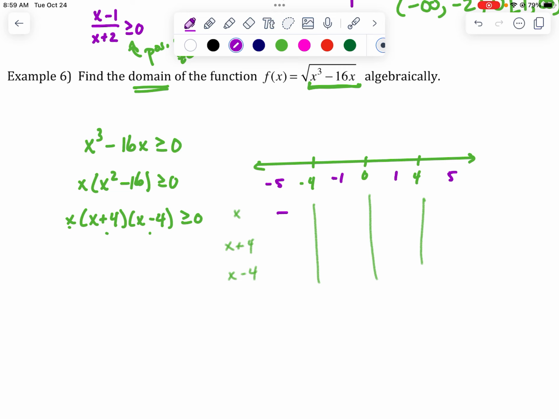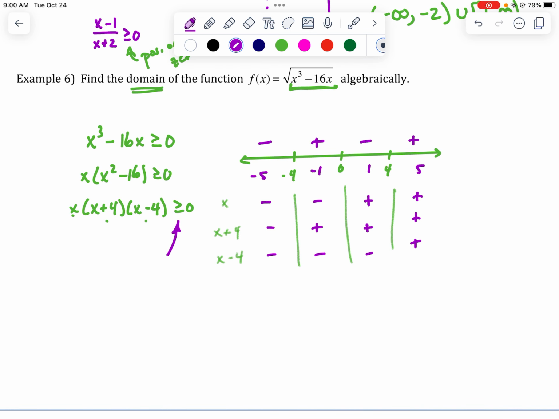So this would be negative, negative, negative. So that would come out negative. If I pick -1, it would be negative. Positive, negative, so that's positive. Pick 1, positive, positive, negative, so that's negative. And 5, they're all going to be positive, so positive. So again, I want to know when is it greater than or equal to 0. Right? So that means where is it positive or equal to 0. And so it equals 0 at -4, 0, and 4.